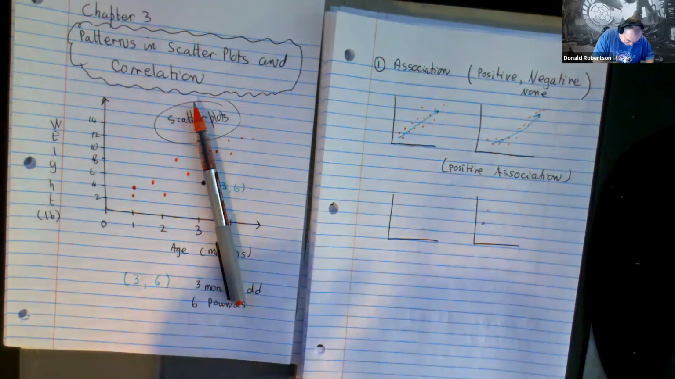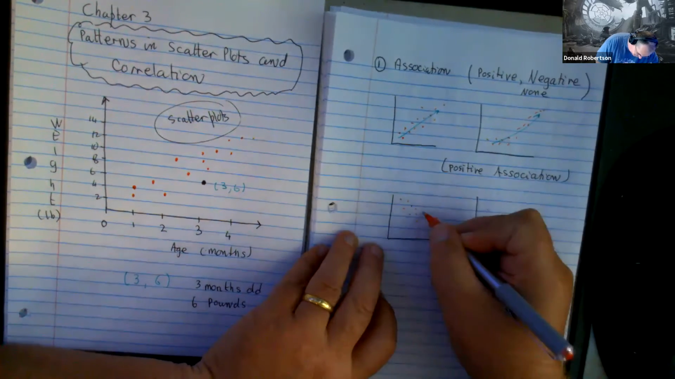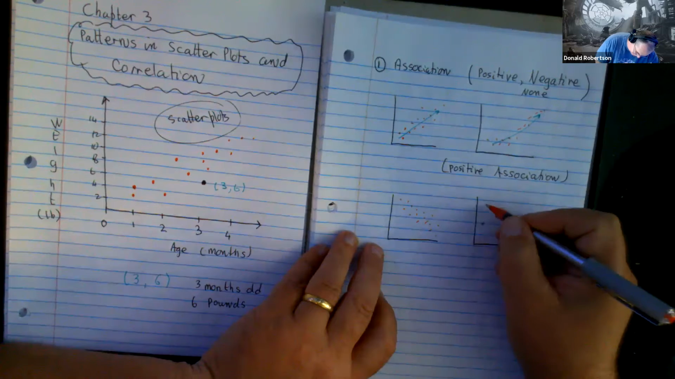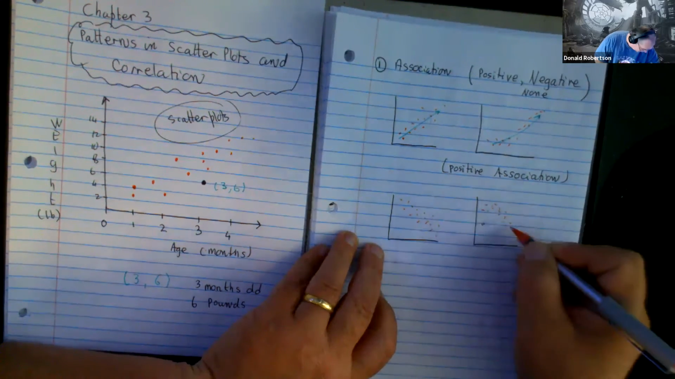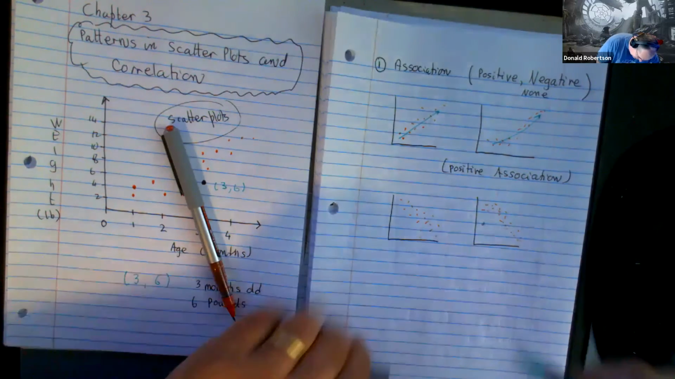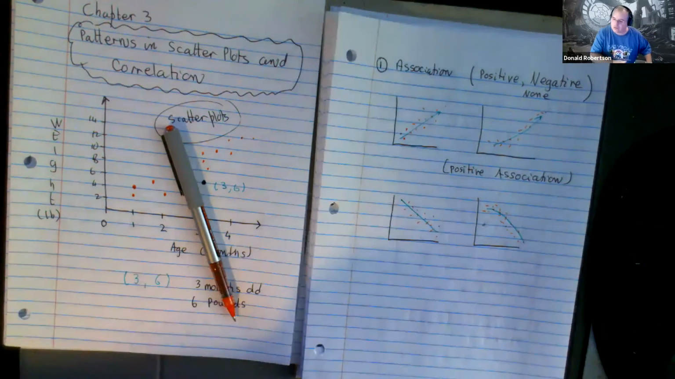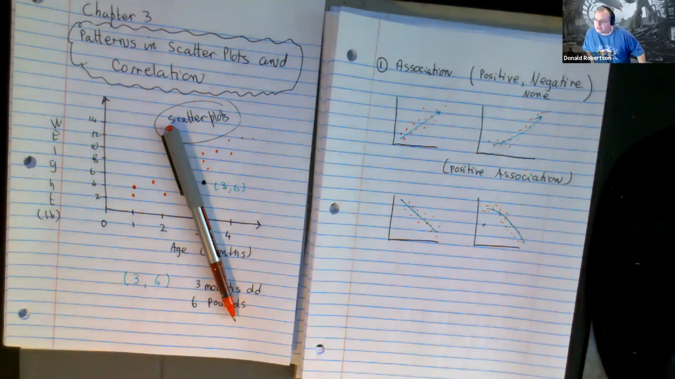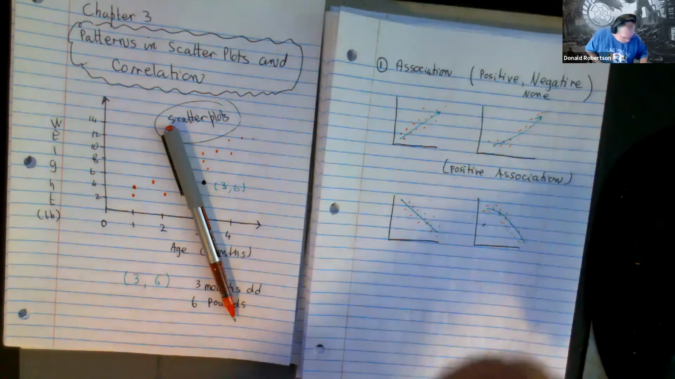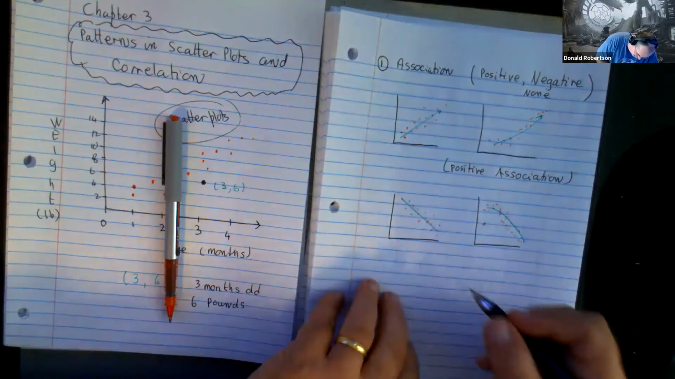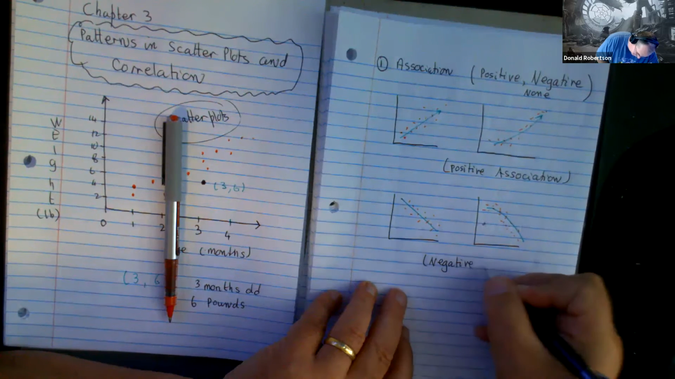Now, for the second situation, you might get a scatter plot that looks something like this. And again, what makes these negative is, can you see that they are going downhill? Right, as the x gets bigger, doesn't the y thing become smaller? And when you have that situation, these are called negative association.